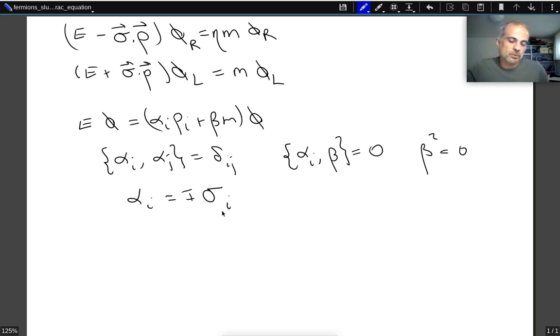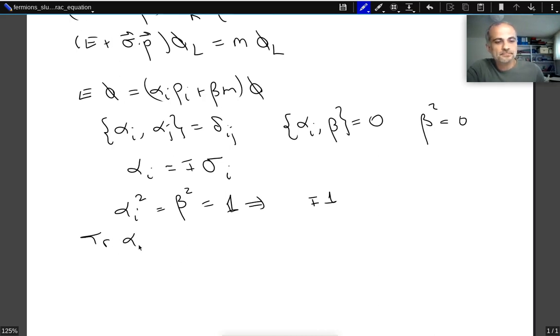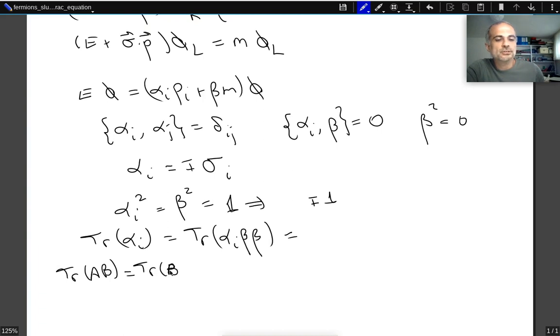One can think that maybe one can go to 3 dimensions, but that doesn't work because these relations imply that α_i squared and β squared are all 1, which tells us that the eigenvalues of α_i and β are all plus and minus 1. If one looks at the sum of the eigenvalues, which is the trace, let's look at the trace of α_i, which is the trace of α_i β β, because β squared is 1. Now we can use the property of the trace: if you have the product of two matrices inside the trace, it doesn't change if you just exchange these matrices. Note that this doesn't generalize to the product of more than two matrices. So this can be written as the trace of β α_i β.